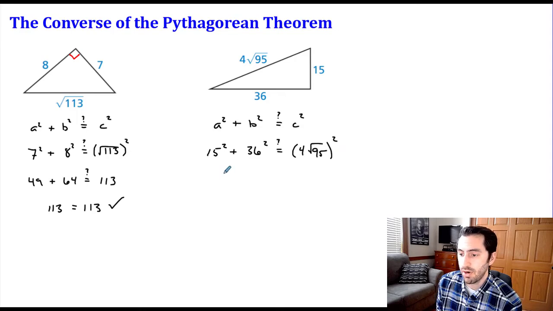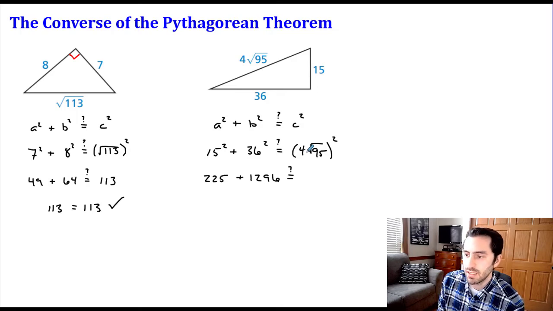All right, now squaring everything, 15 squared is 225. 36 squared is 1,296. And now on the other side of our equal sign, I have a little bit of multiplication separating the 4 and the square root of 95. When I square this, I do need to square both parts in here. So I'm going to square the 4, and I'm going to square the square root of 95. So 4 squared is 16. And then, just like we had in our first example, these inverse operations undo each other. So we're just left with 95.